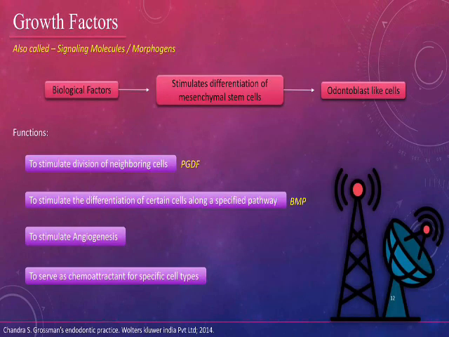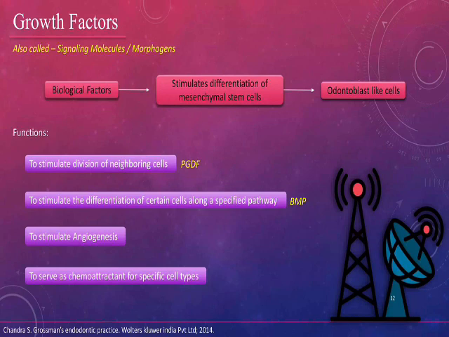Coming to the growth factors, they act as signaling molecules and morphogens. These are the biological factors which stimulate the differentiation of the mesenchymal stem cells into odontoblast-like cells. The function is to stimulate the division of the neighboring cells. PDGF is one of the growth factors which helps to stimulate the division of the neighboring cells.